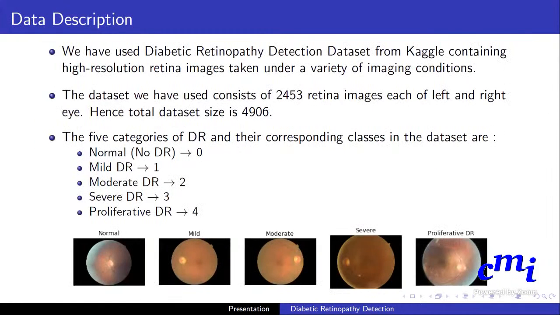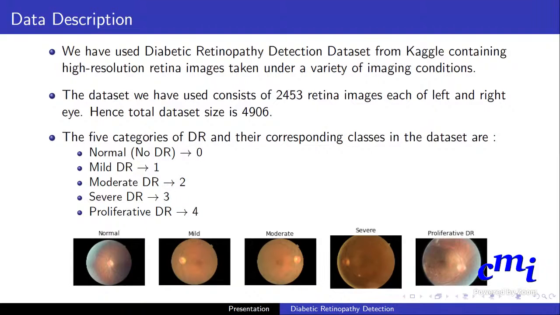Next, we move on to the data description. For our experiments, we have used the diabetic retinopathy detection dataset that is available in Kaggle. This dataset originally contains about 35,000 images, but out of these, we have taken 4,906 images for our experiments. We tried to use a larger number, but due to lack of computational resources, we settled with this number. So among these 4,906 images, we used 3,623 images for training and 1,283 images for validation.